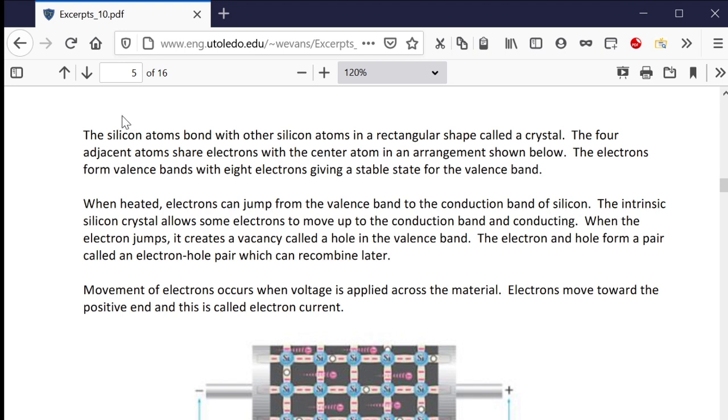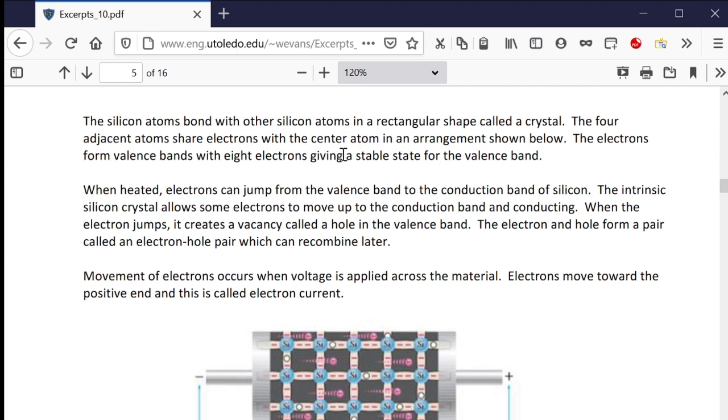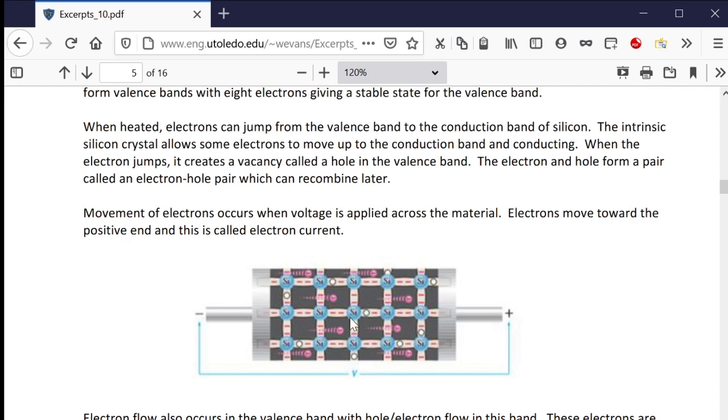The 4 adjacent silicon atoms bond with each other in a rectangular shape called a crystal. The 4 adjacent atoms share electrons with the center atom in an arrangement shown below. So this is what we have: an arrangement of silicon in a crystalline structure. They're sitting there talking to the one next to them, sharing electrons between them. And that's what pure silicon looks like.